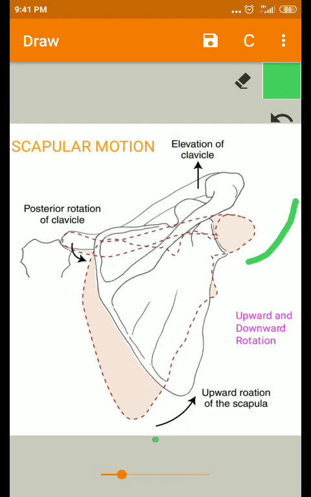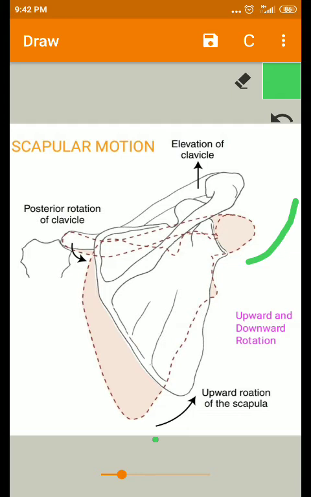So that means overhead elevation, we can call it as. It may be a flexion or it may be abduction. Whenever you get the term elevation of the arm, it may be a flexion or abduction of the arm. Okay, so this is the thing that happens.